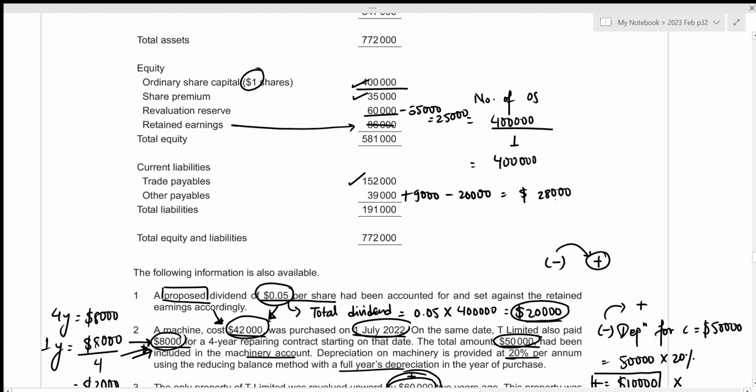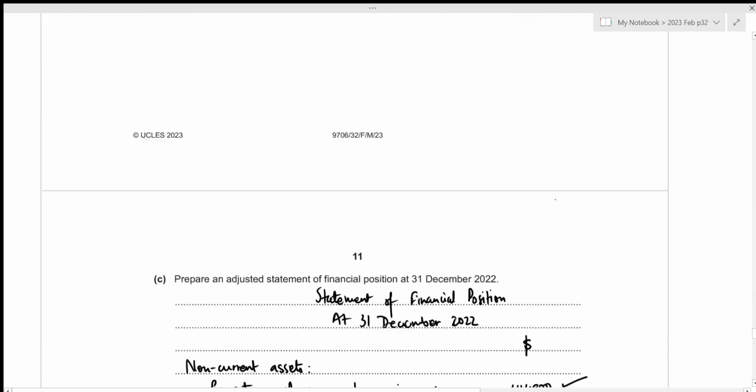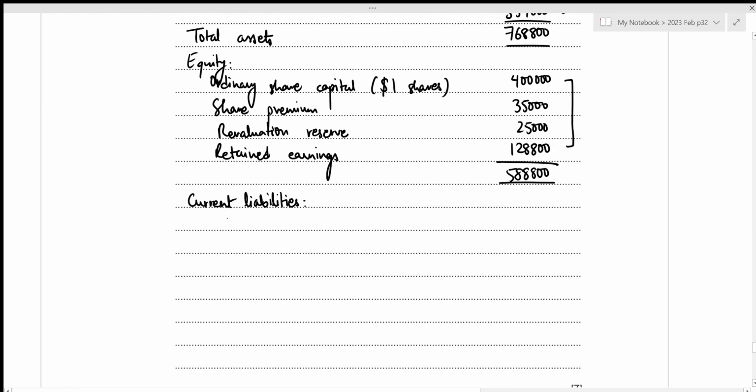Now let's include these two amounts. So the first one is trade payables, which was of 152,000. We then have our other payables, which was of 28,000. So let's figure out the total of our current liabilities. That's 152,000 plus 28,000, which results in 180,000.